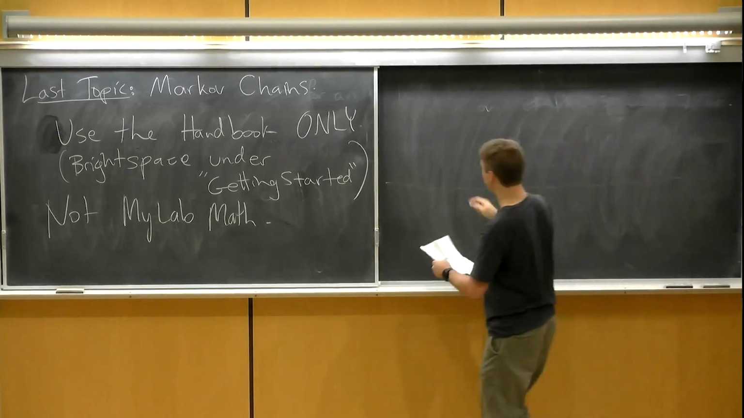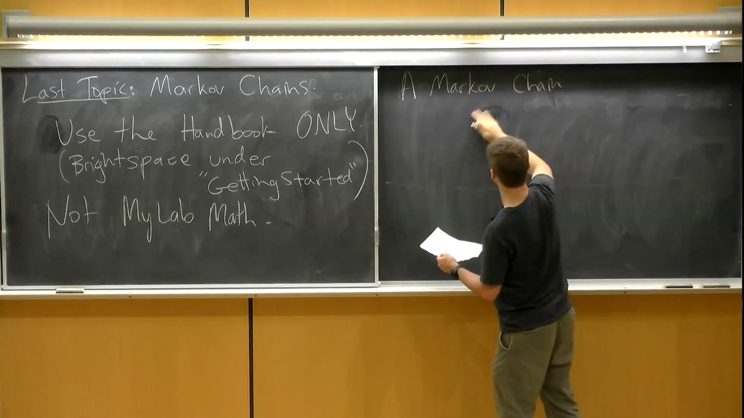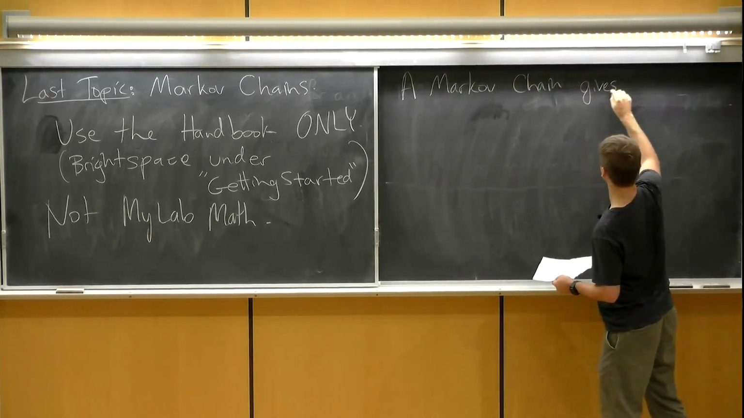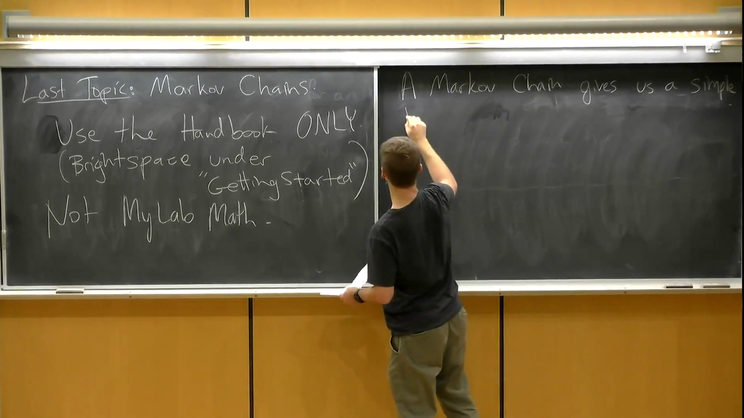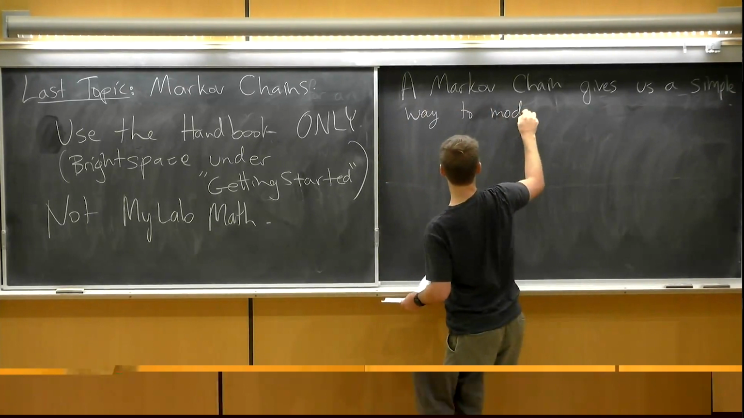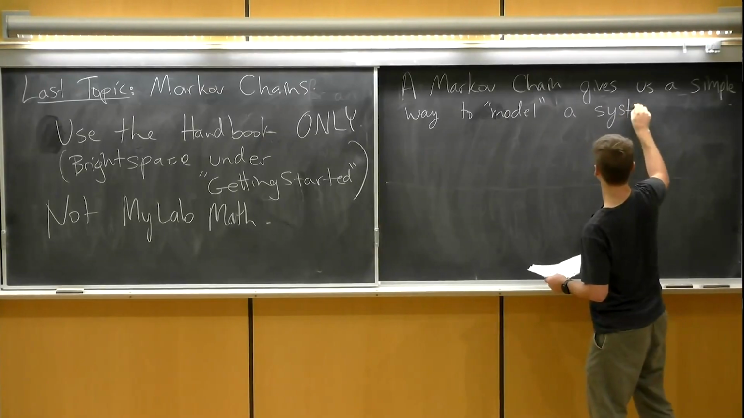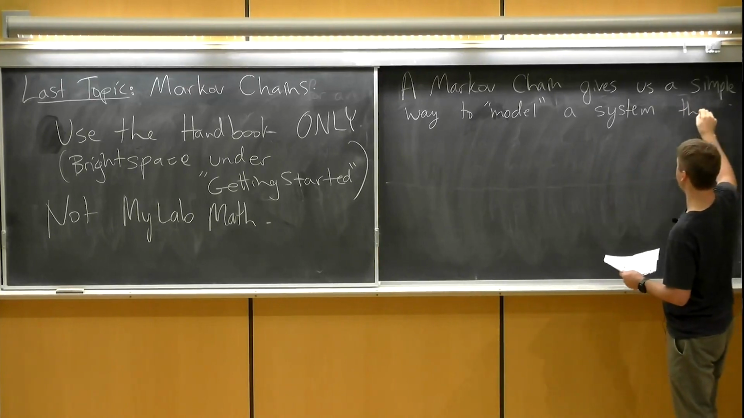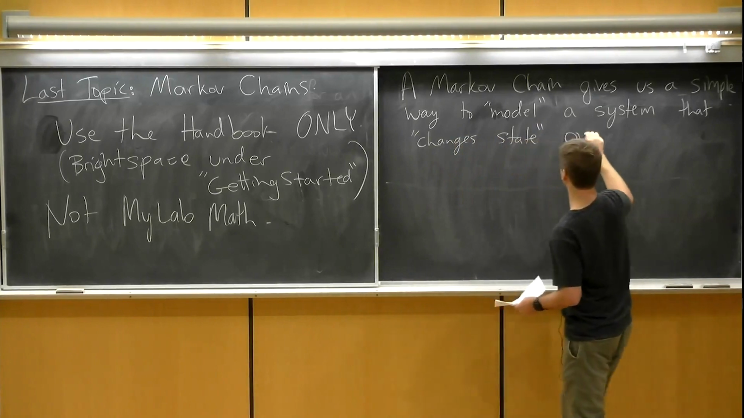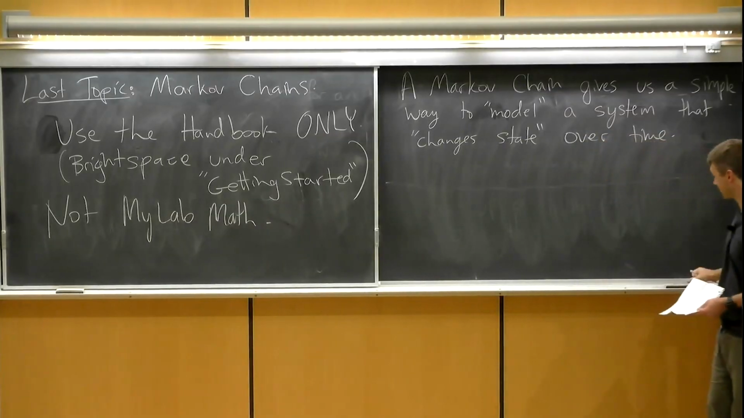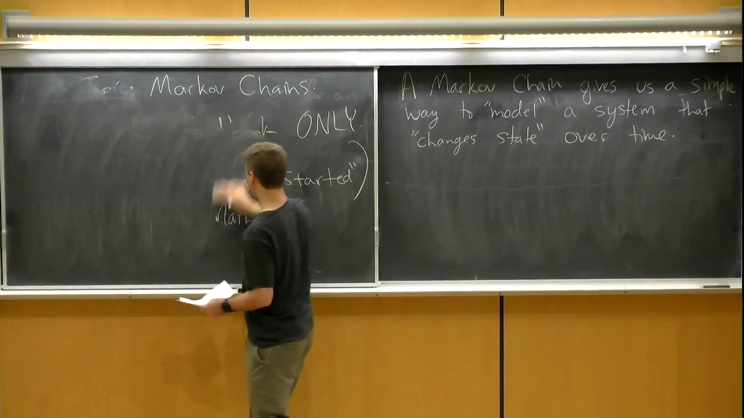So roughly speaking, a Markov chain gives us a simple way, sometimes too simple, to model mathematically a system that changes "state", over time. So this is a very vague statement.